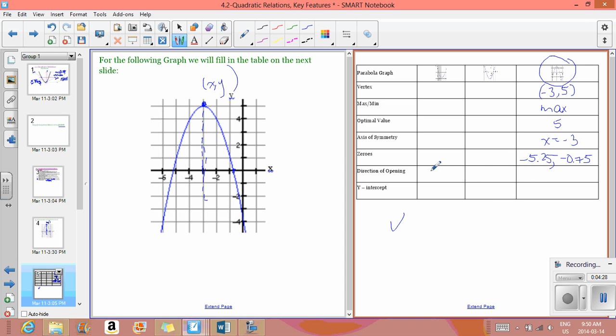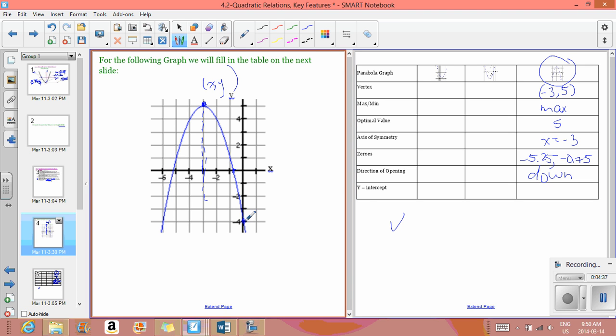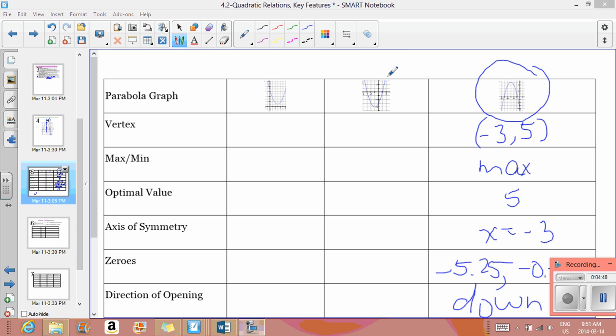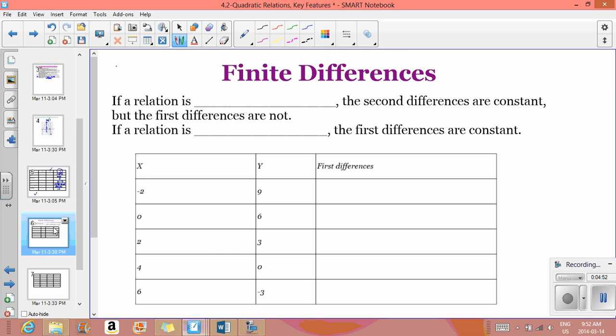The direction of opening, does this open up or open down? This opens down. Anytime you have a max, it opens down. And the y-intercept here is at -4. So you're taking the key features off of the graph, and you're filling the information in right here. So there are the other two if you'd like to fill out the charts for those graphs. We're going to move on to the next example where we talk about the first and second differences.